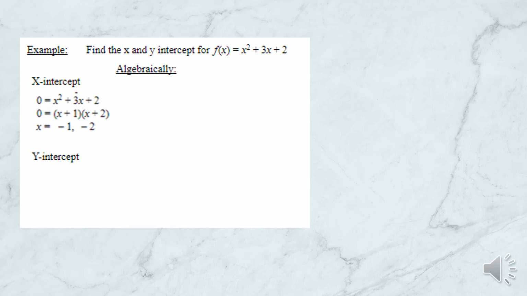To find the y-intercept, I need to set all of my x's equal to 0. So I'm going to plug in 0 everywhere I see an x, and I get y to be 2. So my y-intercept would be (0, 2).